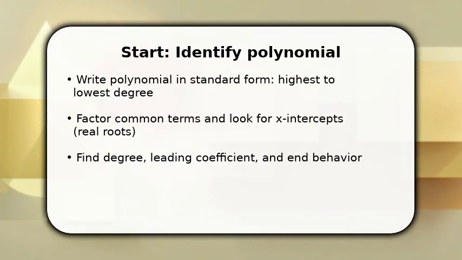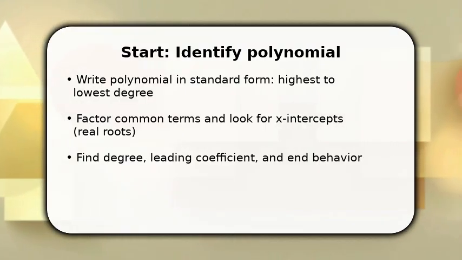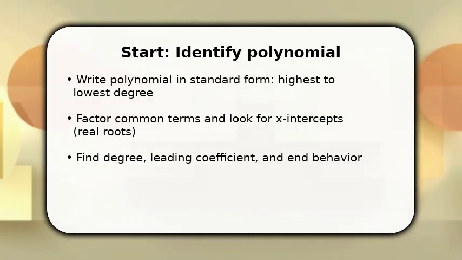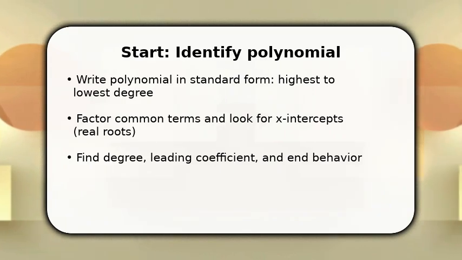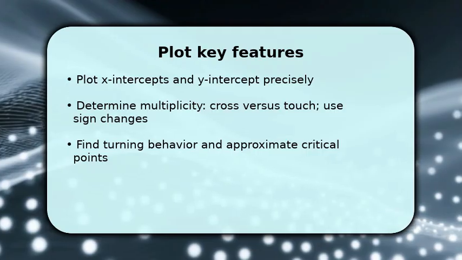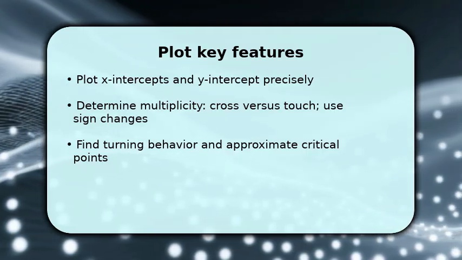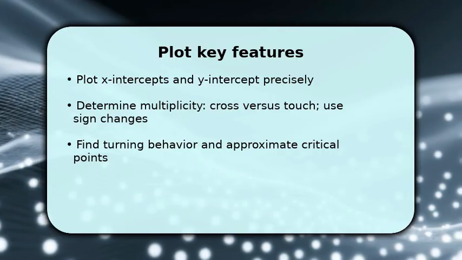Then locate x-intercepts from factored terms and note multiplicity to predict whether the graph crosses or touches. Once done, mark intercepts on the axis so you have anchor points for the next steps. You now plot the x-intercepts and the y-intercept, using exact values when possible to keep accuracy.